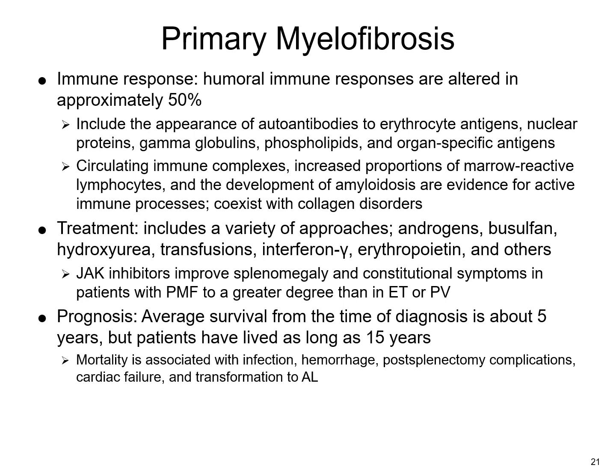Prognosis for these patients: there's an average survival from the time of diagnosis of about 5 years, but there have been patients that have lived as long as 15 years. And the mortality within these patients is usually associated with infection, hemorrhage, post-splenectomy complications, cardiac failure, and the fact that this disease can progress to an acute leukemia.